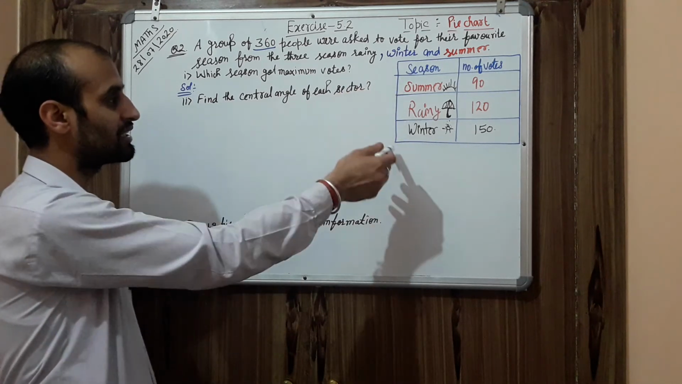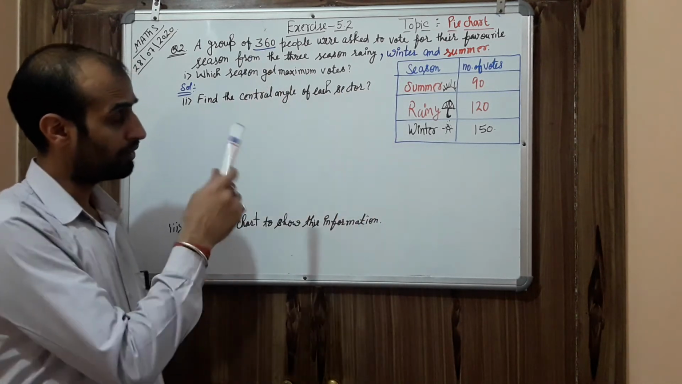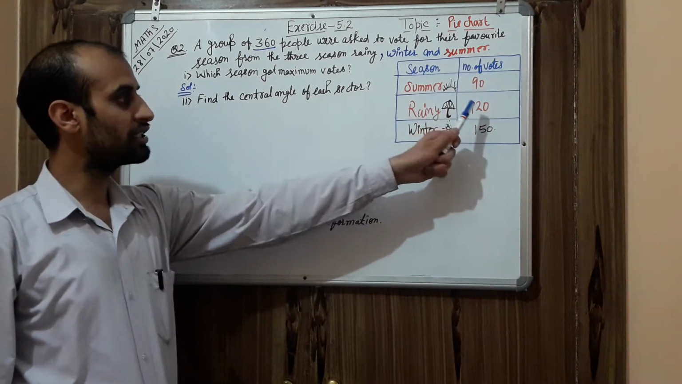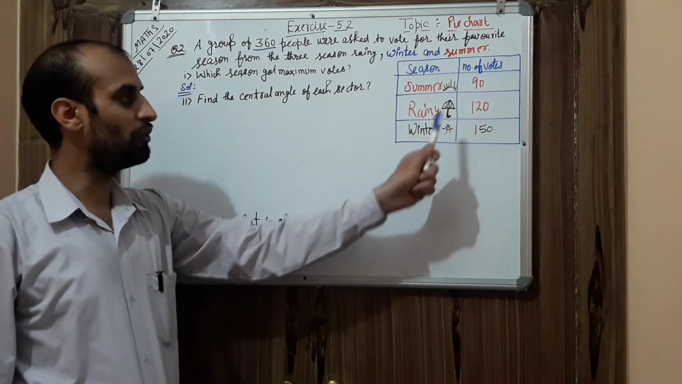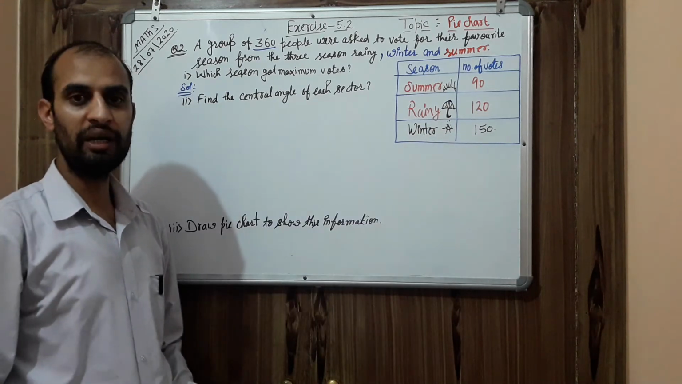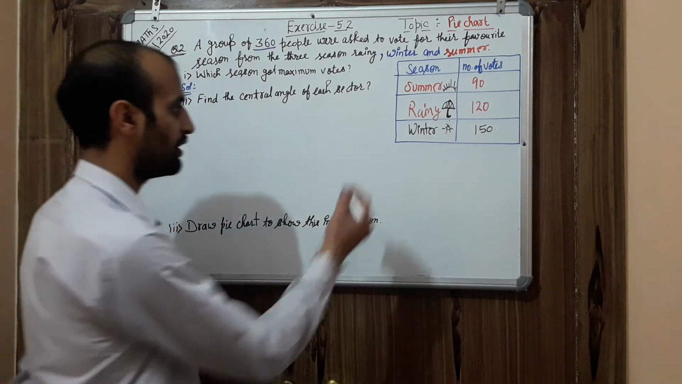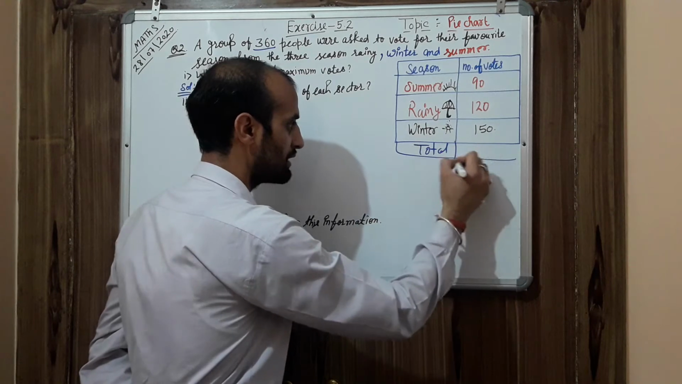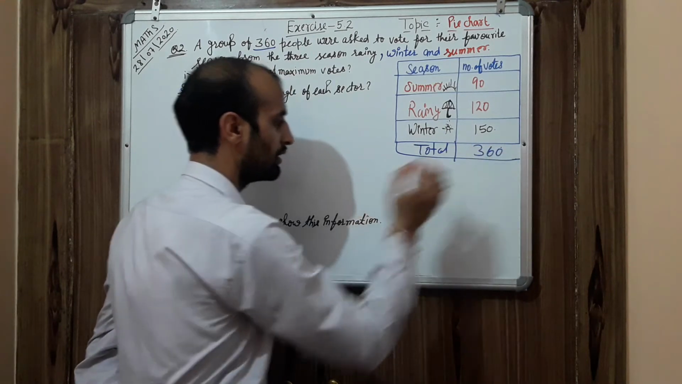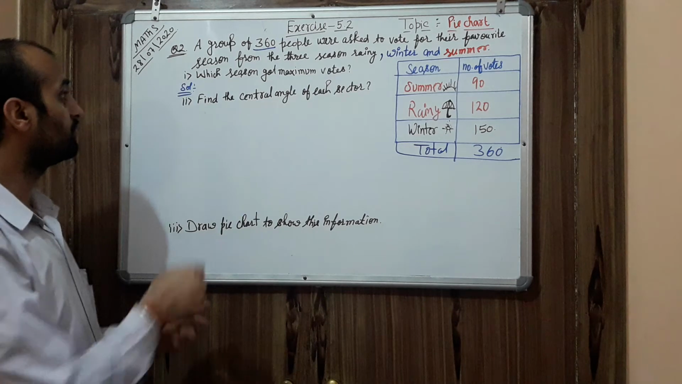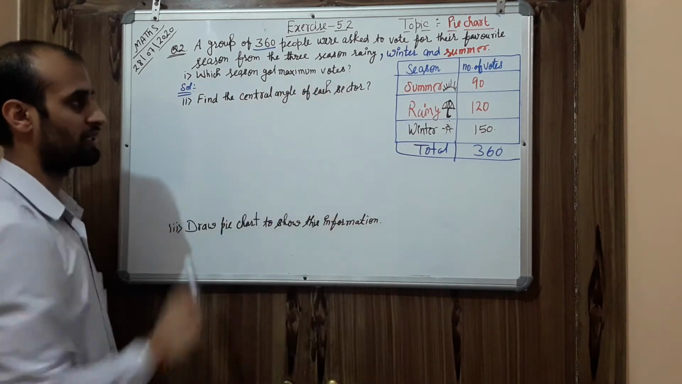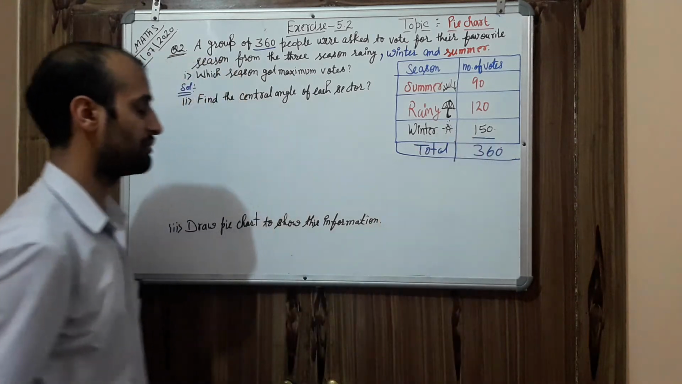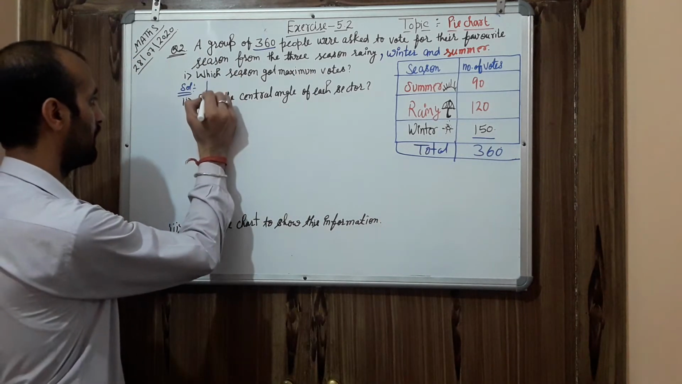So this is a table that is representing this data. You can see first season, summer season got 90 votes, rainy season got 120 votes, winter season got 150 votes. So what are the total? First it is very important to know what is the total. So total is given to us, that is 360. So first question, which season got maximum votes? From table it is very clear, winter season got maximum votes. So you need to write, answer is winter.